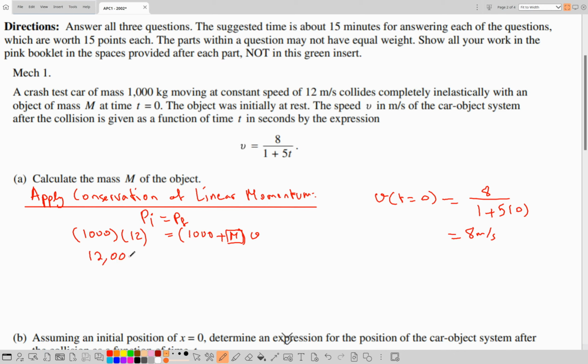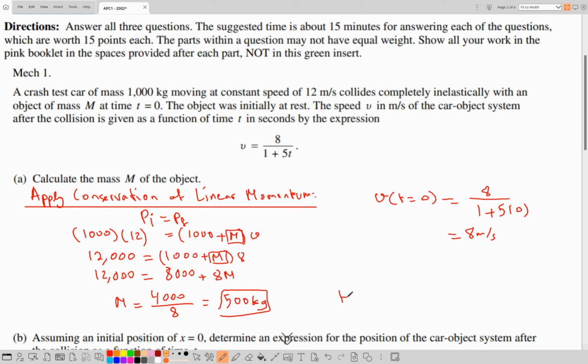12,000 equals 1000 plus m multiplied by 8, and we're solving for m. So 12,000 is given by 8,000 plus 8m. Now m in this case is given by 4,000 divided by 8, and that would be given by 500 since everything is in SI. Then the mass of the object is given by 500 kilograms.